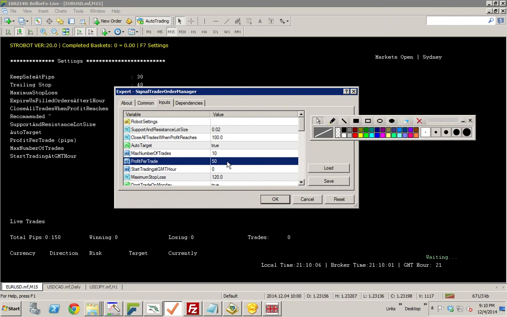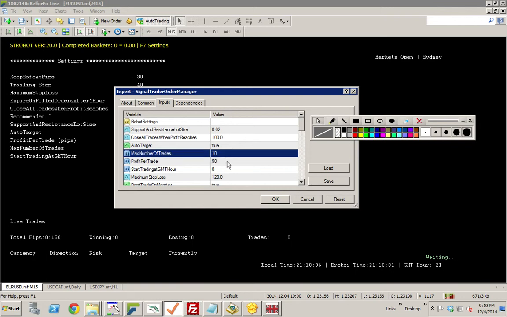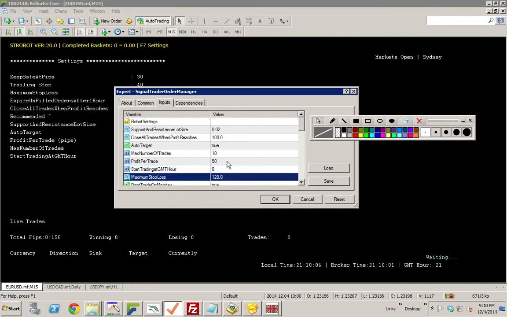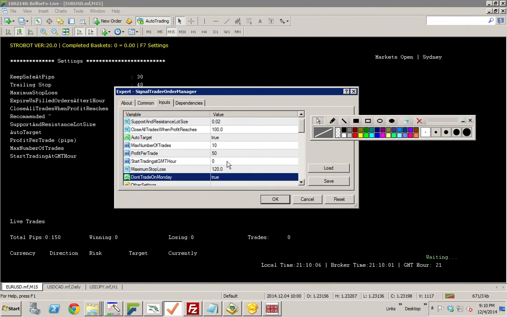That means that if you get a trade that goes 50 pips on its own, we don't close it, because if it's going 50 pips, it might go 150. So we want to leave it open. So it's a very fine balance. We've got maximum number of trades open at any one time, just to restrict your account, these days it'll do 5 or 6 maximum. You can limit the time that it starts trading. You can say the maximum stop loss I want to give is 120 pips. Don't trade on Monday means that you can say don't trade up till 4 o'clock GMT on Mondays, which is the worst time to trade.